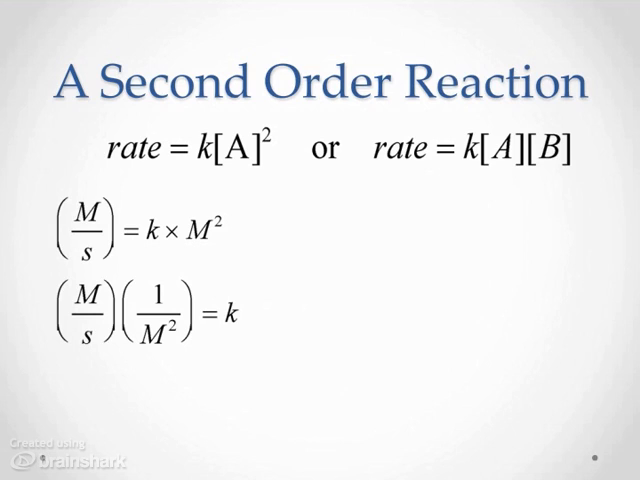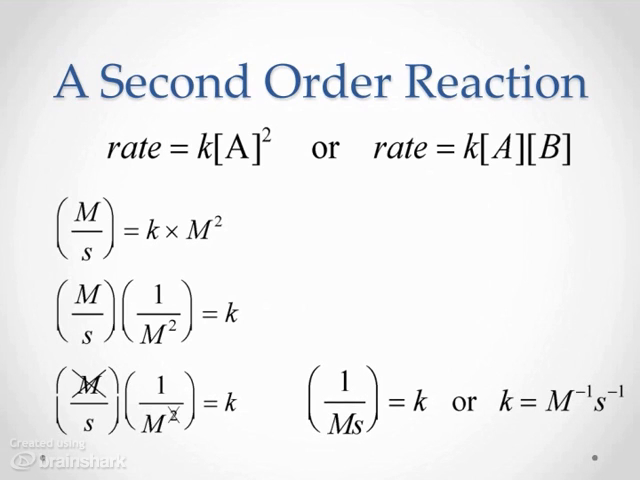So then we can just rearrange and solve for our unit of k, effectively cancel out our molarities there, so that we end up with a unit of 1 over molarity second, or molarity to the minus 1, seconds to the minus 1, for our unit of k, for our second order reaction.